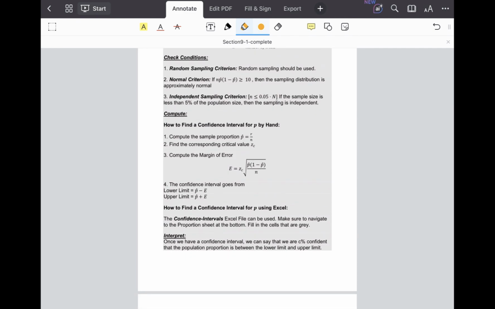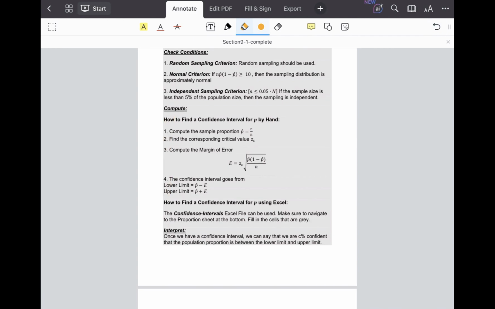Once the conditions are met, you do the computation, and if you ever have a stats teacher that makes you do it by hand, I have it here as reference. Hopefully you won't ever have to do them by hand because it's a little bit tedious, but just in case you do, they're listed there. In my class, I want you to use Excel. So the Excel file is the confidence intervals Excel file. And one thing I'll show you, make sure you navigate to the proportion sheet at the bottom. Super important, a very common mistake.